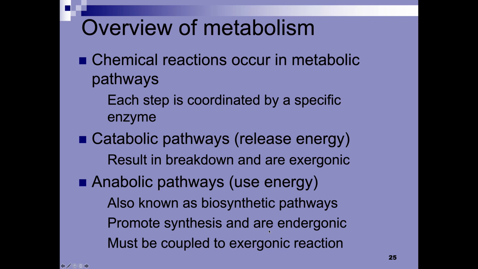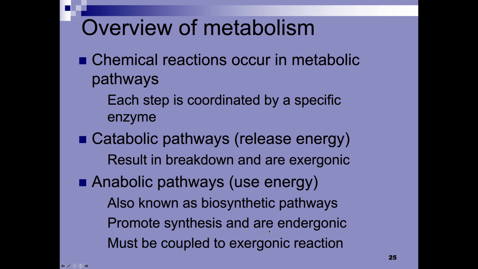Remember, this is kind of a circular process. One pathway feeds the other. Catabolic pathways release energy through the breakdown of molecules. So they'll break the chemical bonds between two elements in a molecule and release the potential energy so that it can be consumed as kinetic energy. These reactions are exergonic and usually result in a negative delta G.